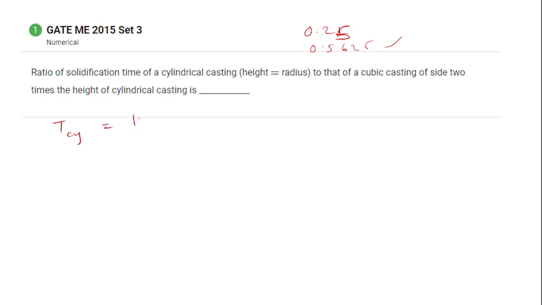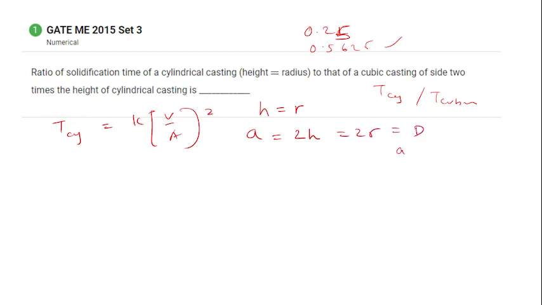So same question only. T cylinder is K V by A square. Then what is it saying? Solidification time of a cylinder casting, H is equal to R, and to that of a cubic casting. So you have to find T cylinder divided by T cubic, of a cubic casting of side 2 times the height. So your A will be 2H, that will be 2R, that is D. So A is D. Okay. Now we will put the values.